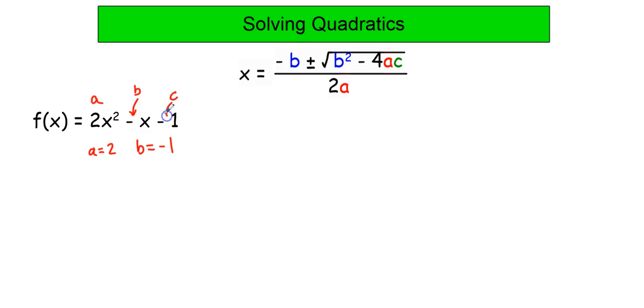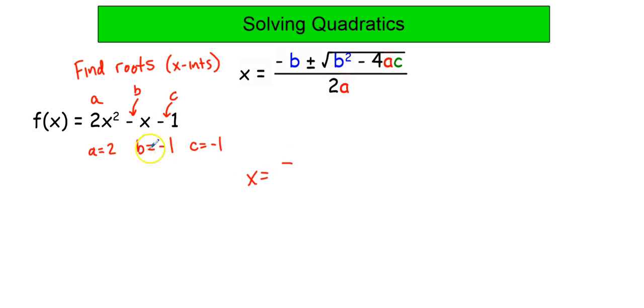And our c comes from that number that's hanging out by itself, and that's also -1. So we're going to find the x-intercepts here, or the roots, which is the same thing as the x-intercepts, by using the quadratic formula. So x equals, and we just plug in our numbers.